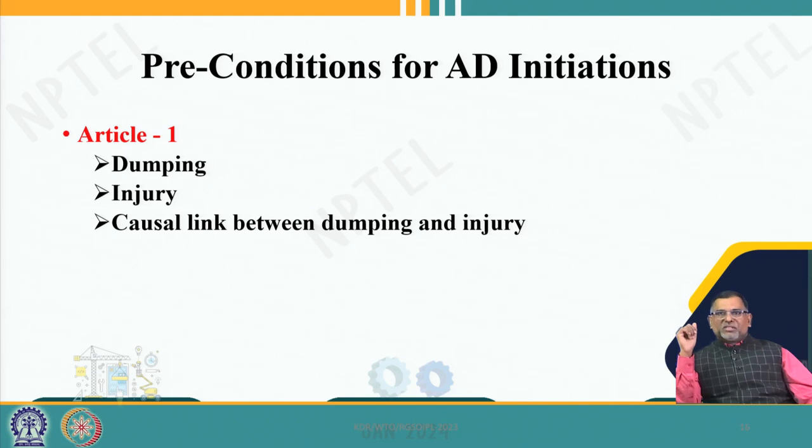What are the preconditions for initiating an anti-dumping action? The preconditions for imposing anti-dumping actions are: one, there must be dumping; two, injury or material injury to the domestic industry; three, a causal link between dumping and injury to the domestic industry. So, three criteria: dumping, injury and causal link, and we will see them elaborately one by one.